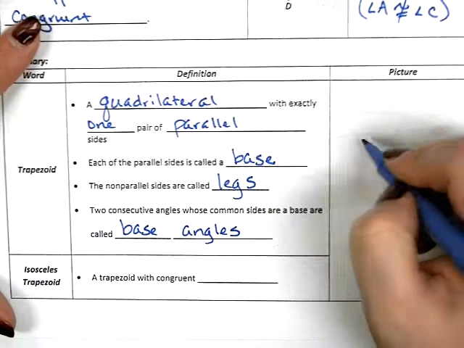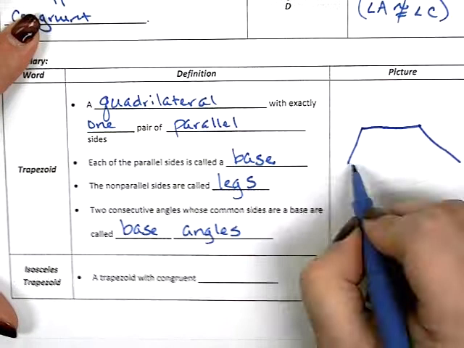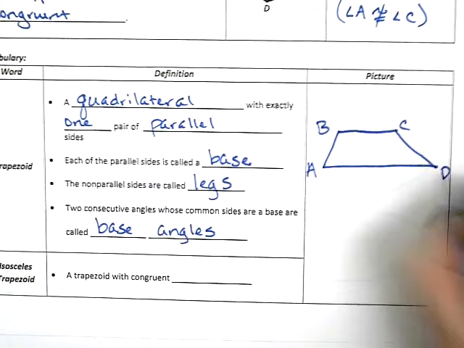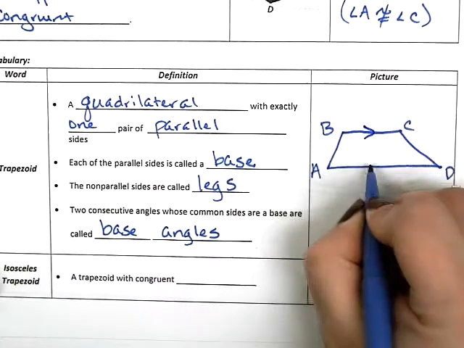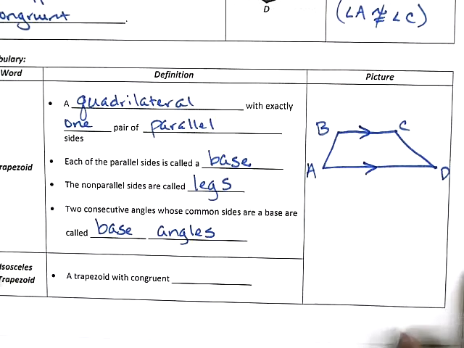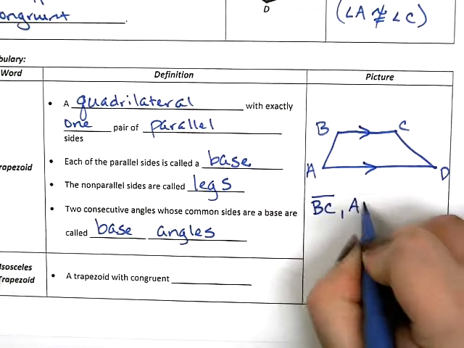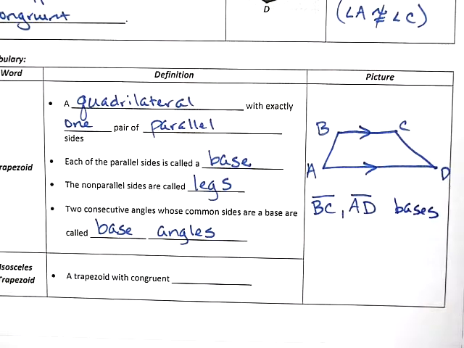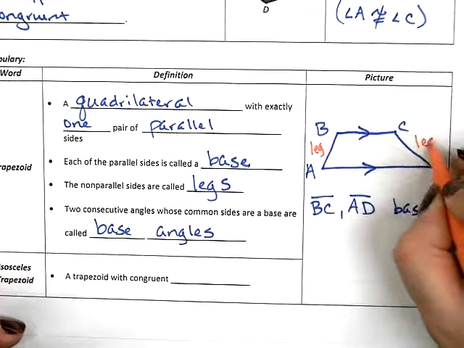Okay, so if we draw a trapezoid over here, let's call this trapezoid ABCD. Then we know that BC is a base. Oops, I need to put my parallel marks first though. Now I know that it's a trapezoid, sorry. So BC and AD, excuse me, are the bases. And then we know that BA is a leg and CD is a leg.